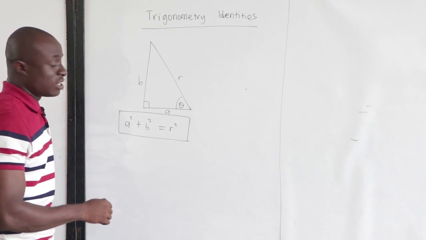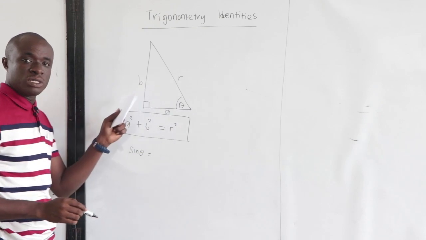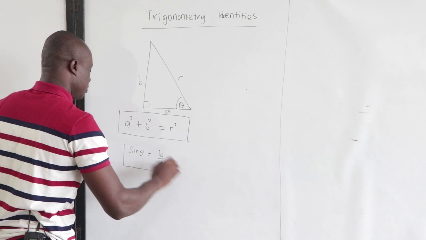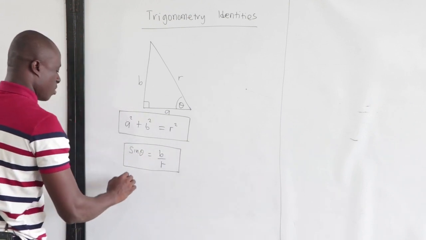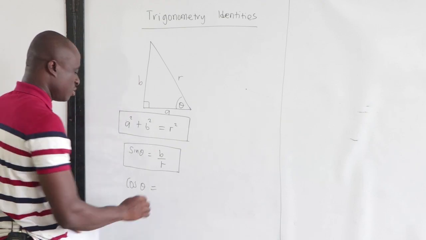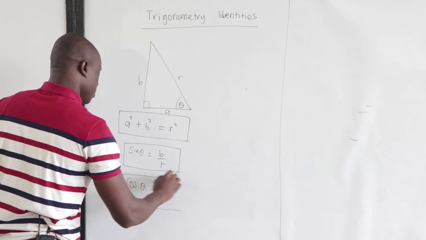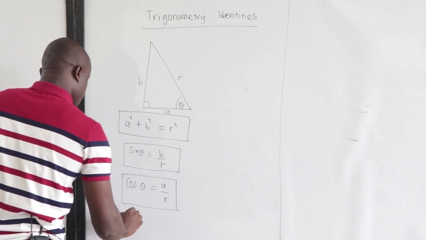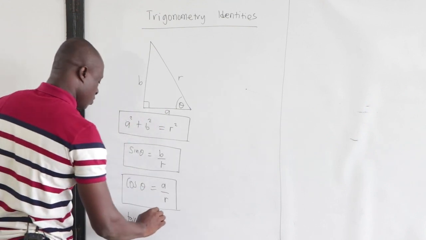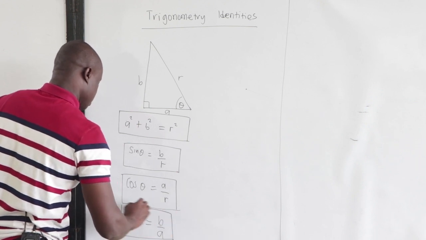So using the trig ratios, what can we say? Sine theta, that is opposite over hypotenuse. That is B over R. Cos theta, adjacent over hypotenuse, that is A over R. Tan theta, that is opposite over adjacent, so we have B over A, that is tan theta.